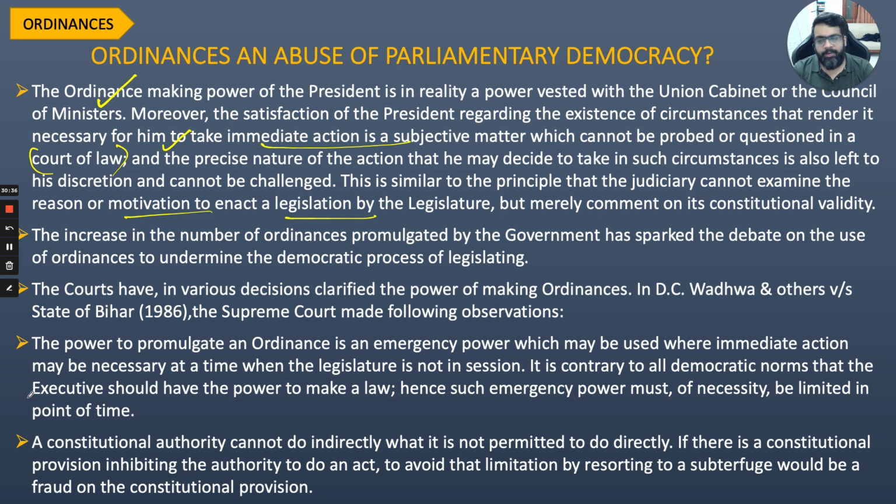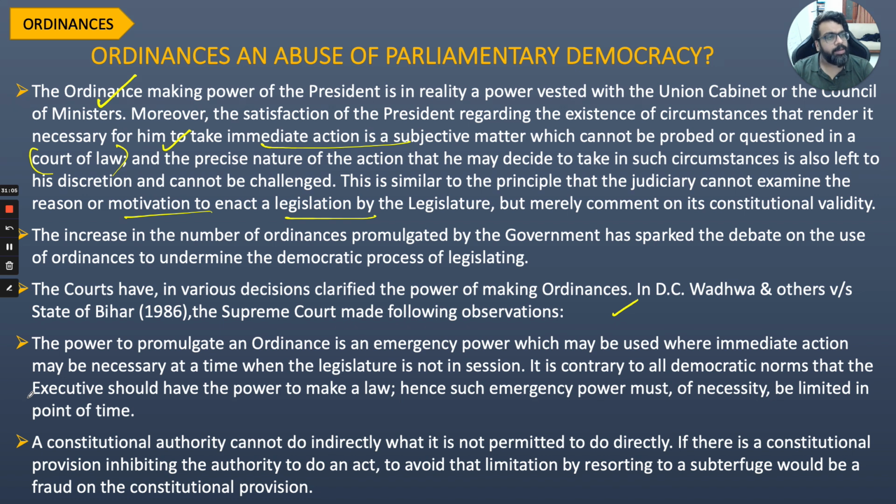If you see over the last few years, because there has been an increase in the number of ordinances, there has of course been a larger debate on whether you're using ordinances for the right reasons. And as we are talking about it in the context of the Supreme Court, whether it's the DC Wadhwa case, where the Supreme Court very clearly said it's an emergency power, should be only used where there's an immediate action which is necessary, and that action can't be taken by the legislature because the legislature is not in session.